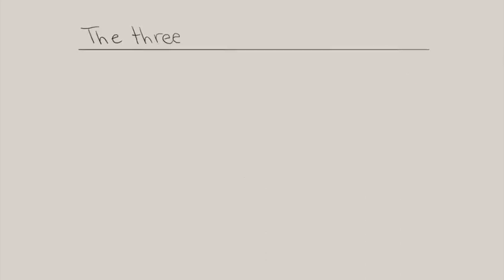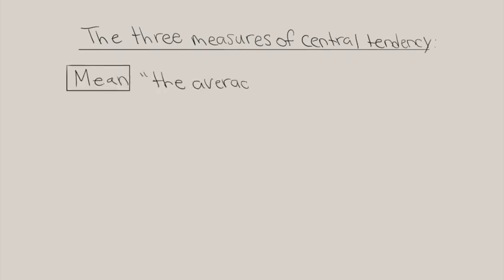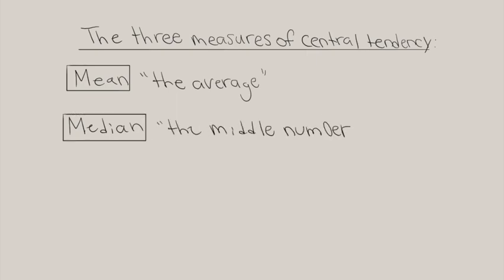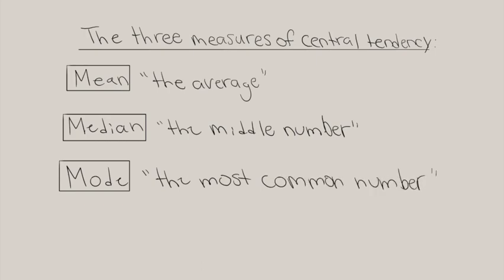So there are 3 measures of central tendency that you're going to need to know about. The first is the mean, which is the average, the median, which is the middle number from a data set, and finally the mode, which is the most common number in the data set. And you could calculate all 3 of these for any data set, but generally there will be one best one to use depending on your data.